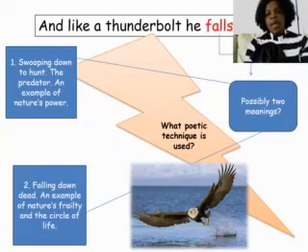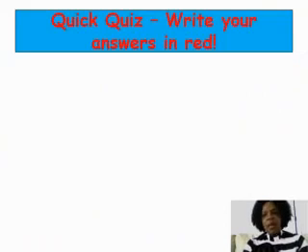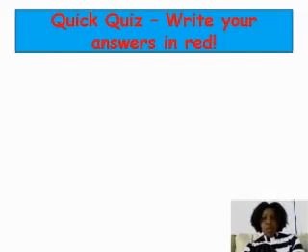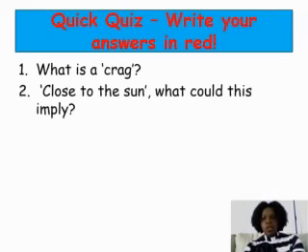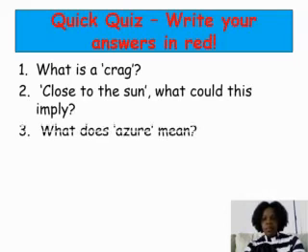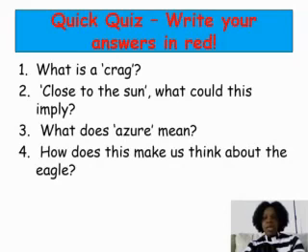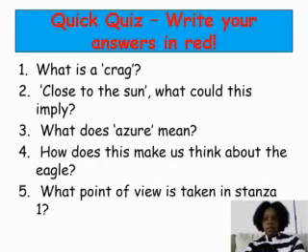There's no set way. It's not like maths where there's a set answer. With English and with poetry, there are always alternative interpretations, and once you can support it, as I said before, you're fine. So let's do a quick quiz and write your answers in red. If you don't have red, write your answers with whatever you have to hand, that's fine. So what is a crag? Close to the sun, what could this imply? What does azure mean? And how does this make us think about the eagle? What point of view is taken in stanza 1?